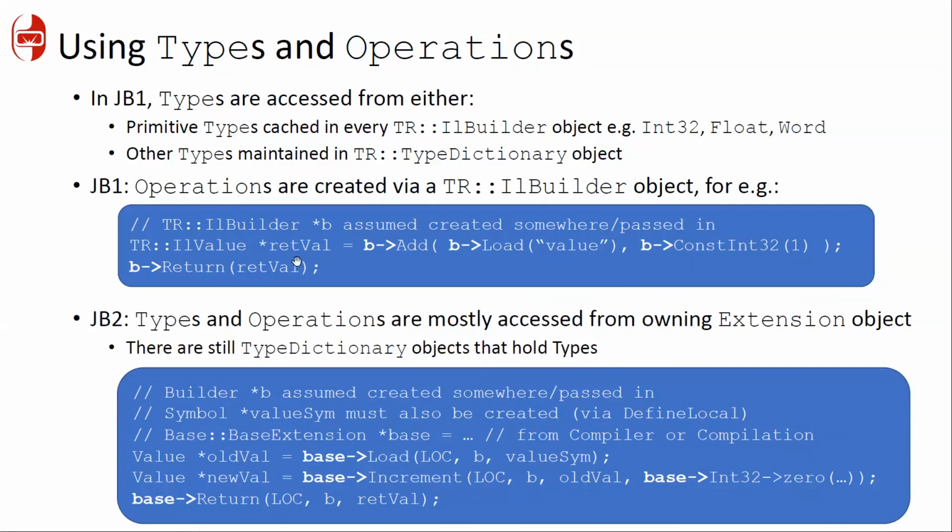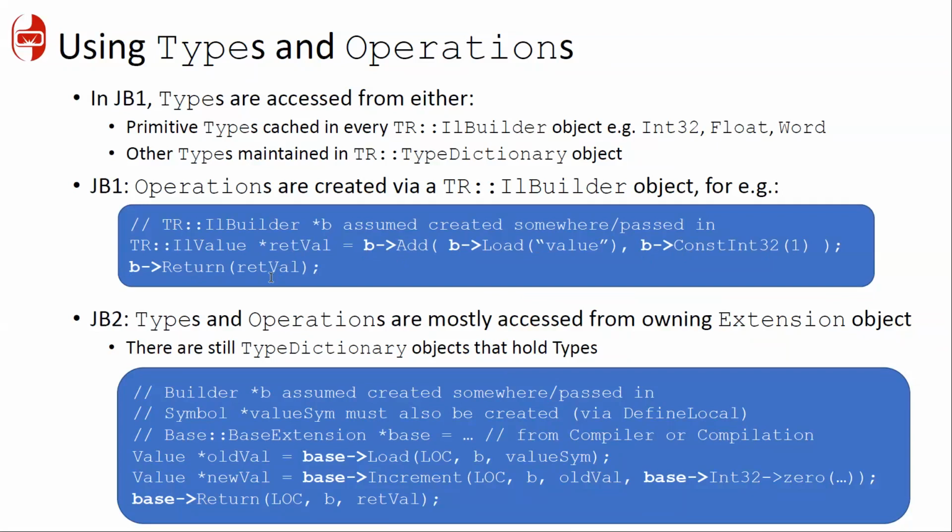Operations, as I mentioned briefly, are done off of the builder object, right? So if you've got some TRIL builder object, and you want to add one to a particular value, you can do something like this. On the builder you would load a variable called value, and that would return a TRIL value. You can create a const 32-bit integer of 1 again in this builder object, and then you can take those two values and create an add operation again in the builder object B, and then you can do B return of this repval guy. Now you're creating operations directly inside the builder.